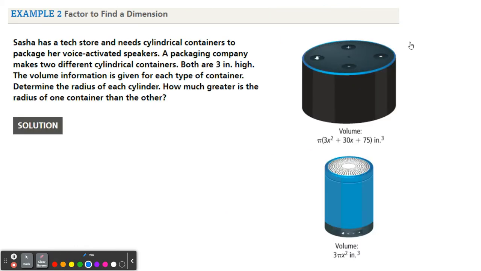All right, so it says Sasha has a tech store and needs cylindrical containers to package her voice-activated devices, so all of your Alexas. A packaging company makes 2 different cylindrical containers. Both are 3 inches high. The volume information is given for each type. Determine the radius. So we need to find the radius of each and how much greater the radius of one is than the other.